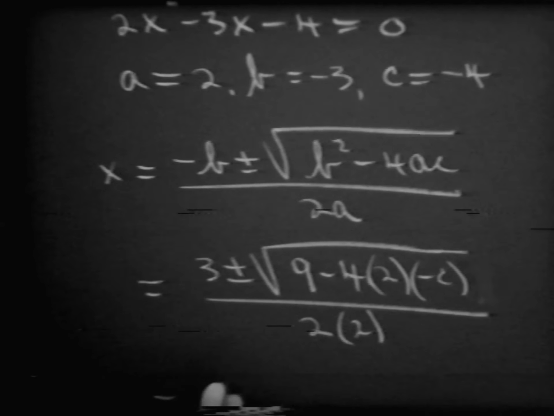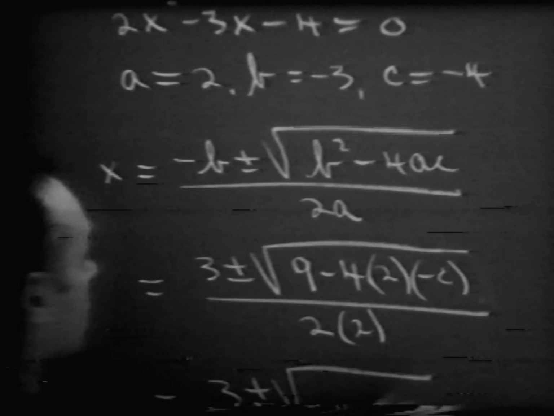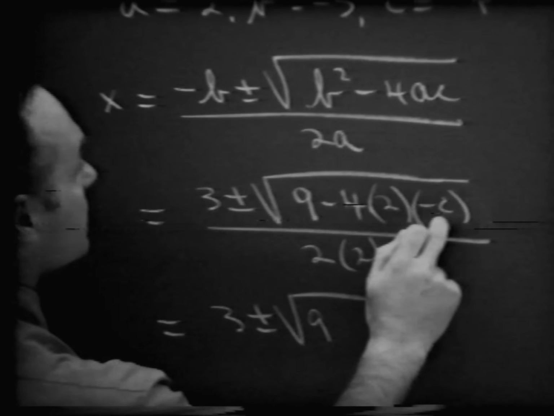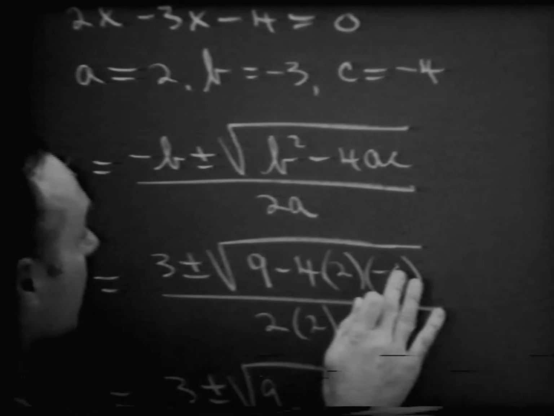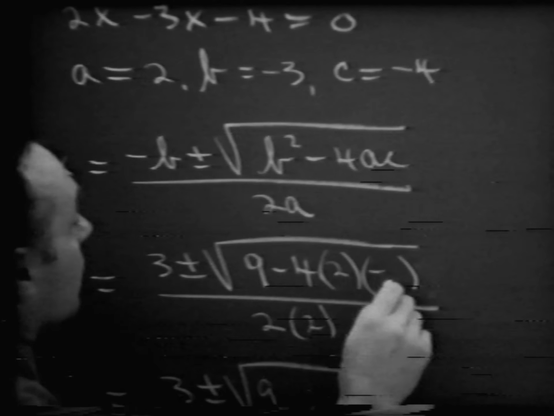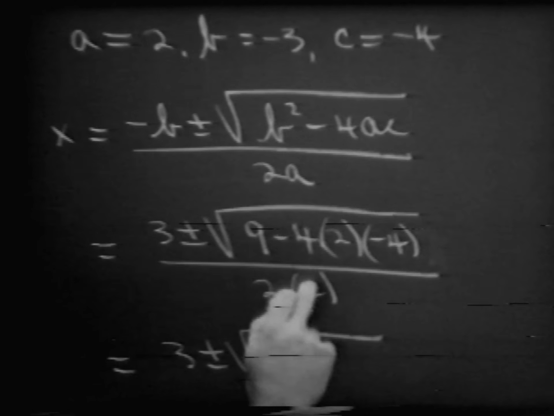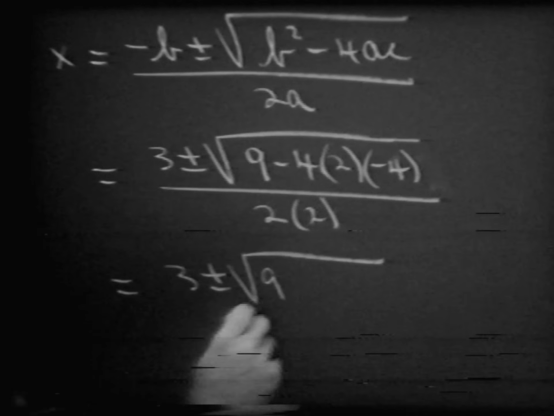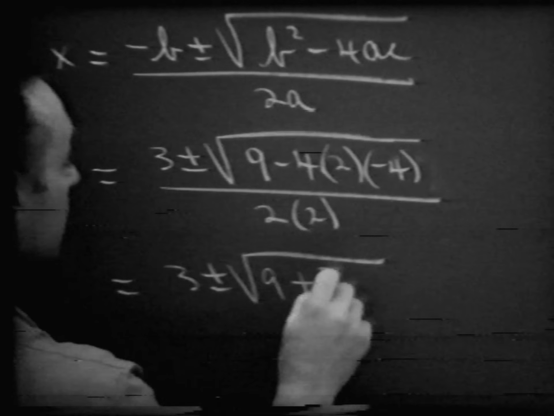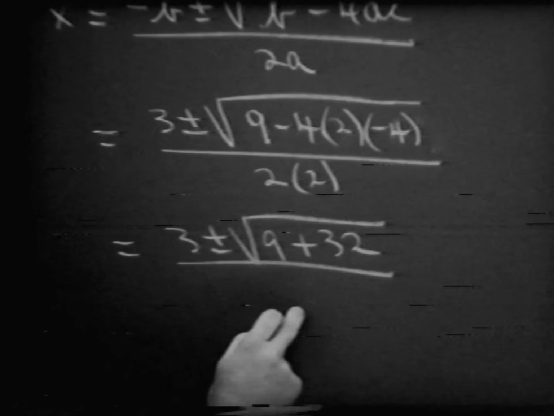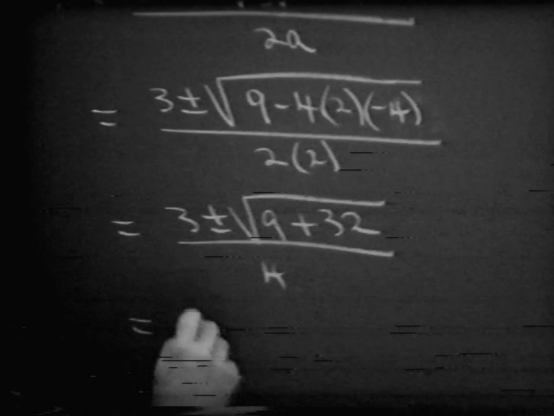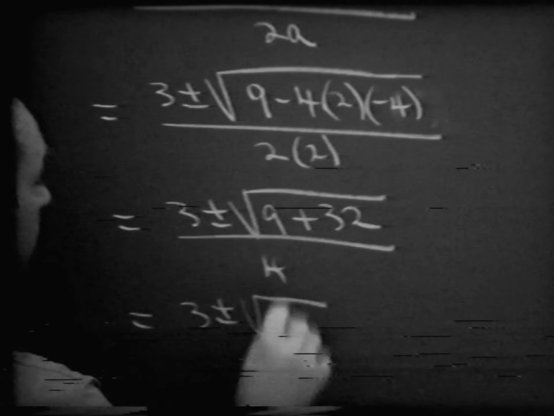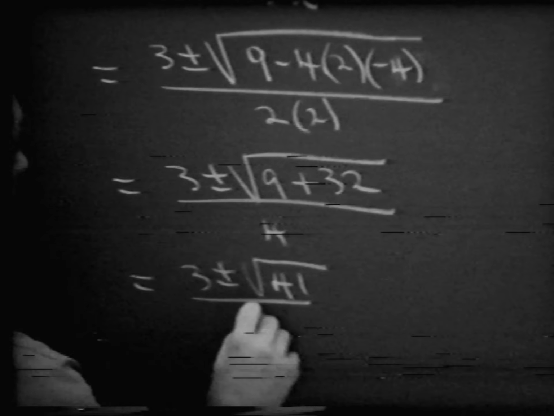Okay. And then this is equal to 3 plus or minus the square root of, there is 9, minus 4 times 2 times a negative, what number did I want to have in here, but negative 4, is that right? -4 times 2 times -4 is 32, a positive 32, is that right? Plus 32, all over 4, which is then going to be 3 plus or minus the square root of 41, all over the number 4.